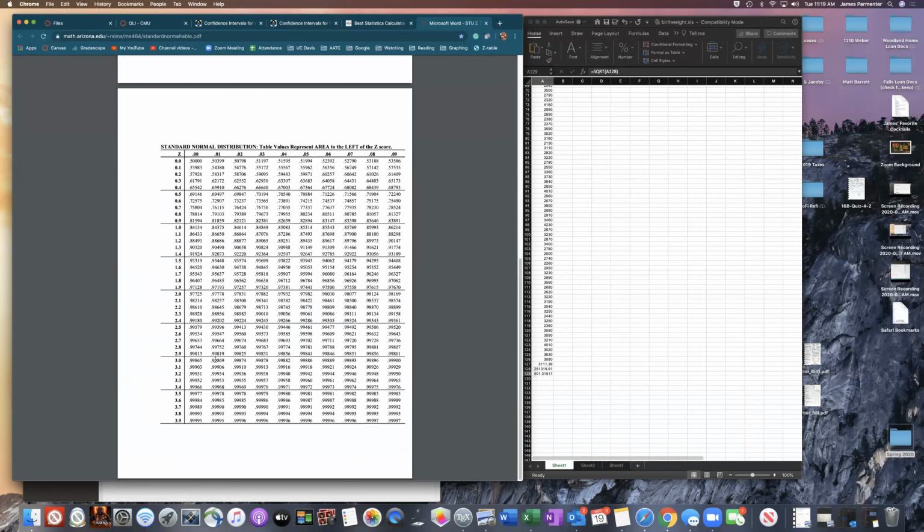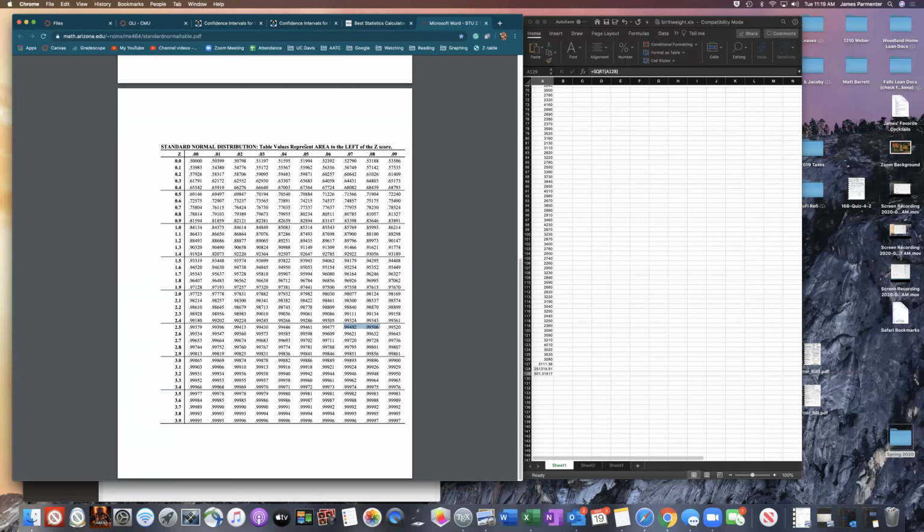So let's see. Where am I here? 0.9950, oh yeah, it's right between these two, which I believe is 2.575. That looks right to me. So I believe our z-score is 2.575, right? We're splitting the difference between 2.57 and 2.58 times 500 over the square root of 125.